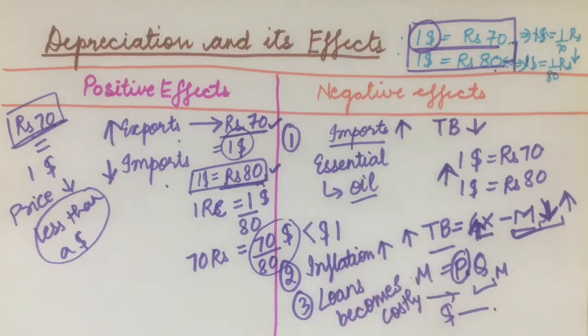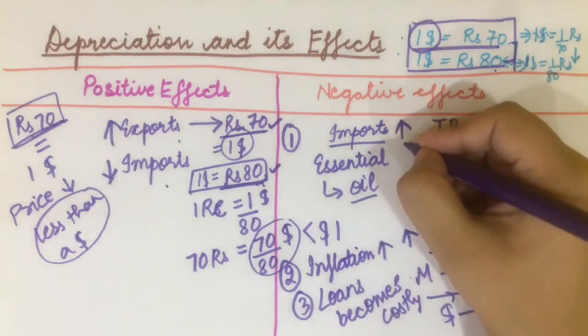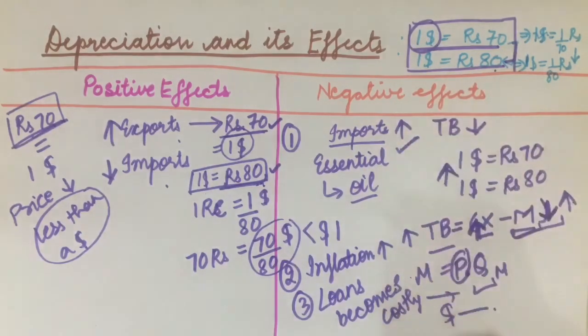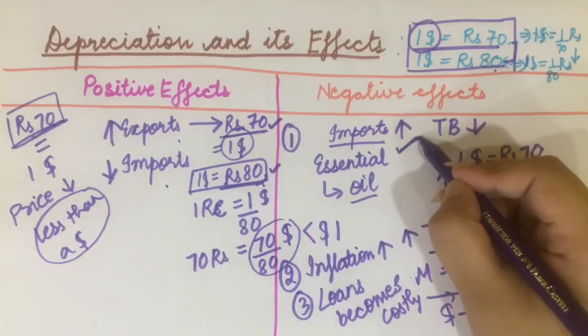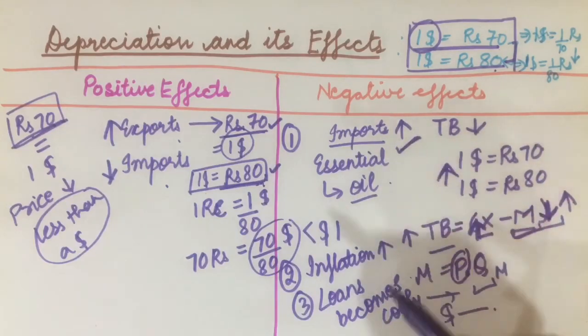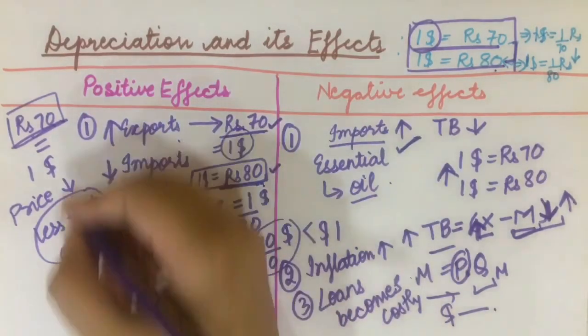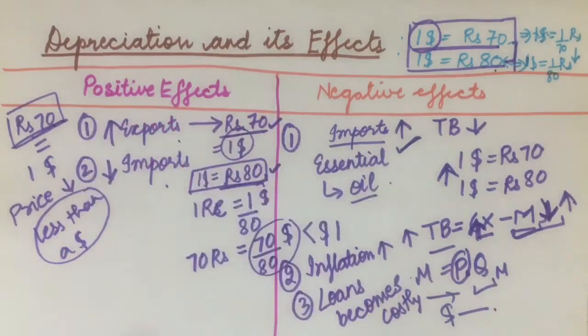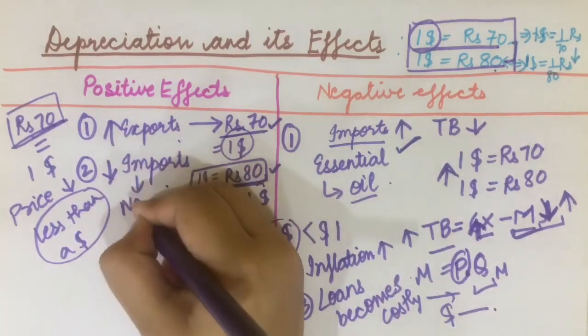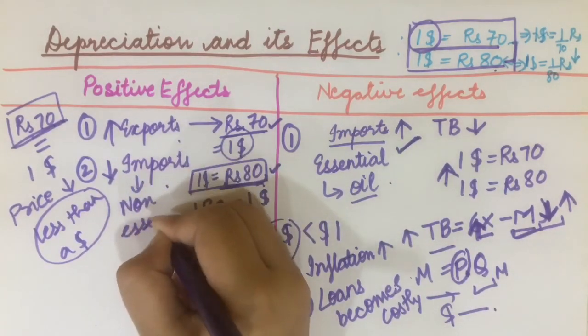So these were the three negative effects. To sum up, imports are going up, the value of imports is going up, which comprises oil and all the essential commodities. Then inflation is going up, then loans become costly. Now we come to the positive effects. One of the positive effects was that exports go up, the quantity of imports goes up, and these imports are the non-essential ones, the ones which are not essentials.